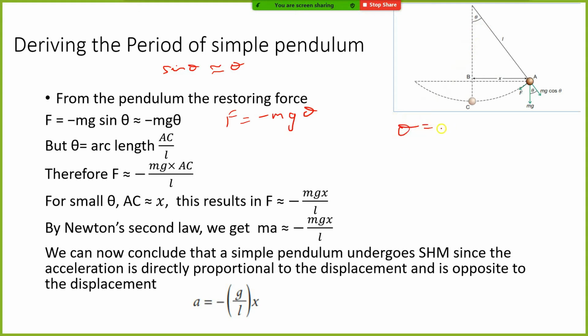it's basically equal to the arc length, so to speak. So the arc length would be AC, which is right here, divided by L. So that is what theta corresponds to, right? So AC divided by L, that is what theta is equal to. And what we would do here is to take.